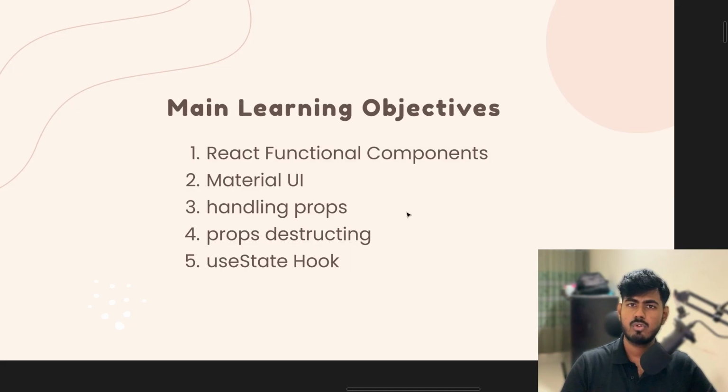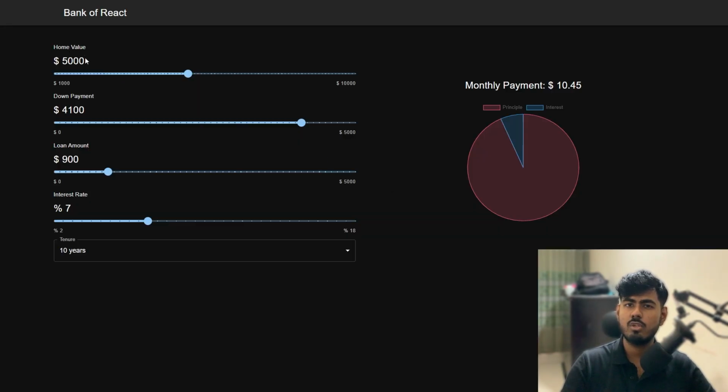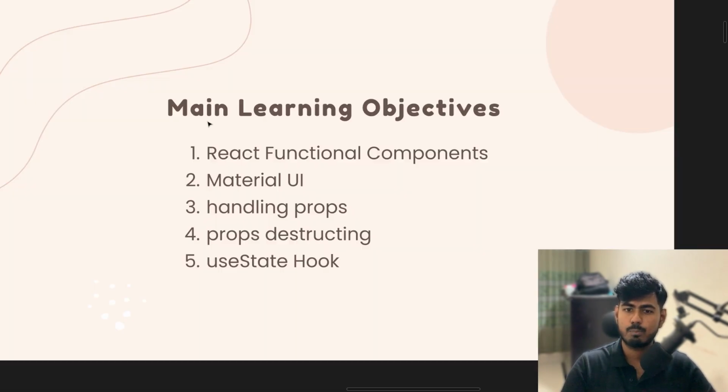Then we're going to look into how to handle props and how to destructure props. So what are props? Let me give you a small example. If I go back to my project, do you see all of this data? Home value, $5,000, $1,000, down payment, $4,100. All the data you're seeing in this project are considered props. So where do we pass the props? We pass the props into our functional components. So we're going to learn that as well: how to pass props to functional components.